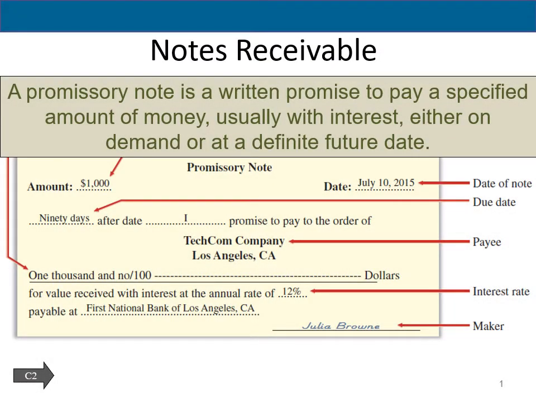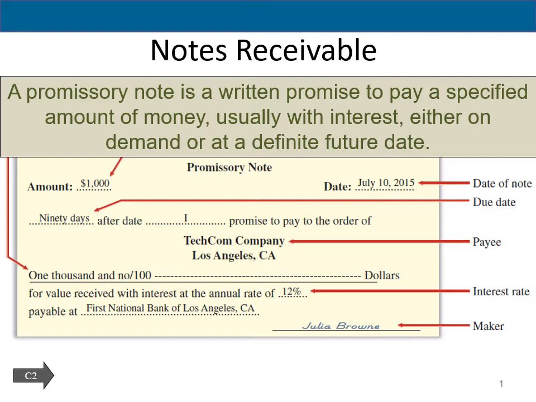Okay, so the last topic that we're going to discuss in this chapter is notes receivable. A note receivable is a written promise to pay a specified amount of money in the future, and typically they do bear interest. So what we're looking at is a promissory note. It may look like a check, but it's actually a promissory note.